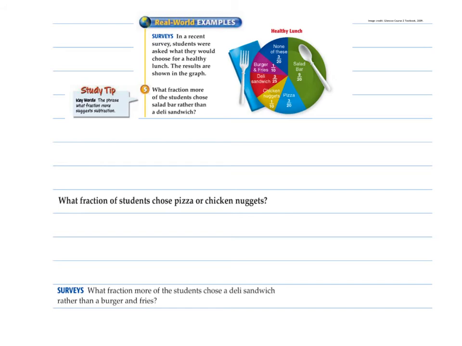Okay, we have some real-world questions here. So we have a graph up here to look at. In a recent survey, students were asked what they would choose for a healthy lunch. The results are shown on the graph. What fraction more of students chose salad bar rather than deli? So fraction more tells me that we are subtracting. So we're going to be doing salad bar minus deli.